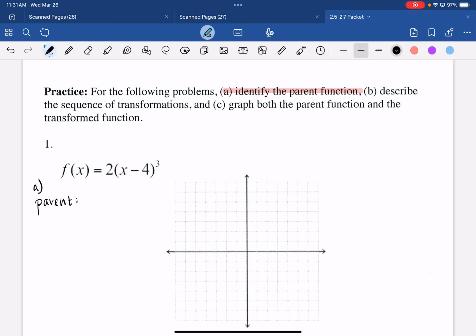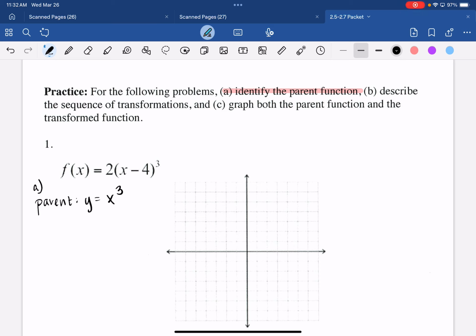So what is my parent function for this one? What would my parent function be? Not just x. Not -4. Look at my exponent. When we look at our parent functions, it's always just going to have an x somewhere. I don't see any absolute value bars. I don't see a square root. But I see a little cube. So I know that my parent function is this.